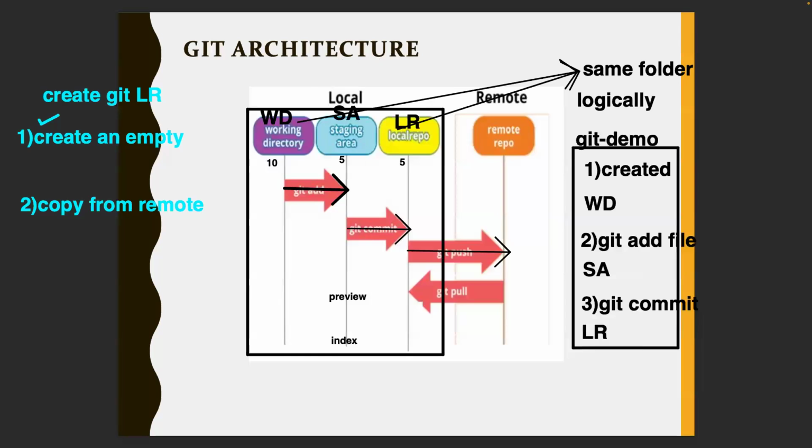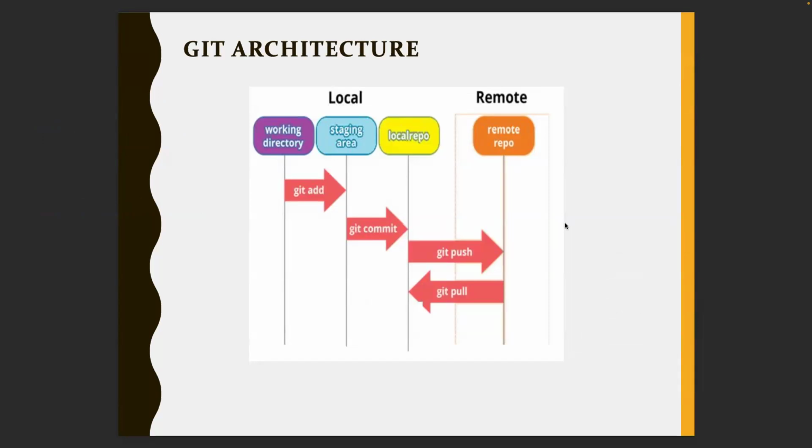So this is the Git architecture. Understanding this architecture is very important. This architectural diagram should be there in your mind when you do the hands-on. That's how you can troubleshoot and understand the things better.